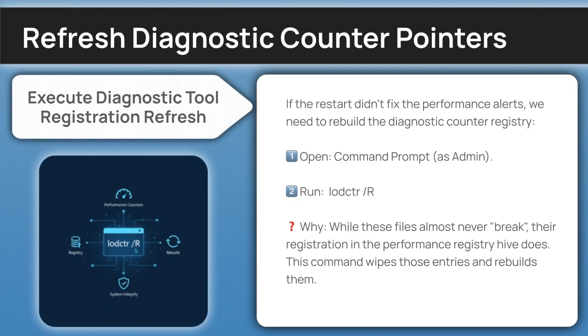If the restart didn't fix the performance alerts, we need to rebuild the diagnostic counter registry. First, open command prompt as admin. Second, you're going to type lodctr /R, then hit enter. Why are we doing this? Well, while these files almost never break, their registration in the performance registry hive does. This command wipes those entries and rebuilds them.